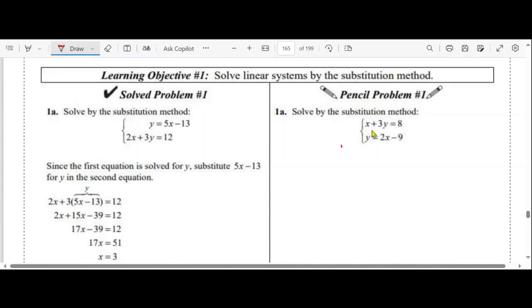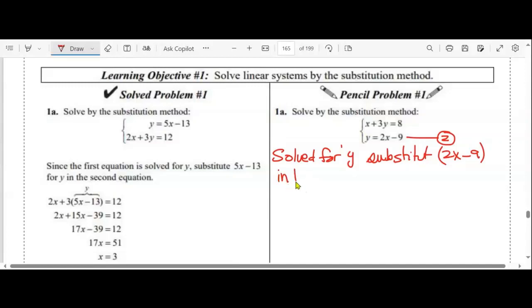I'm going to solve the second equation. It's already ready, right? Because it's solved for y. So we substitute y with 2x minus 9. I'll take this and place it in which equation? In the first equation. So I have x plus 3 times y, and y is 2x minus 9, equals 8.